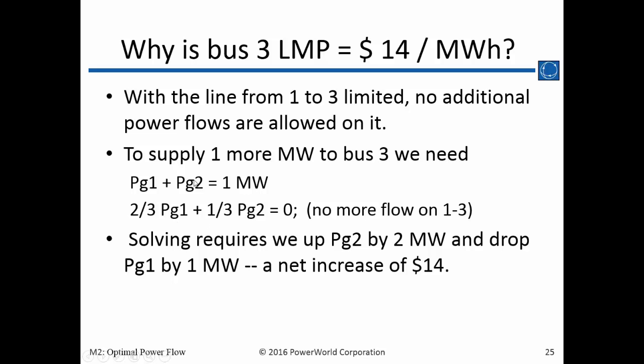So to satisfy these two equations, you end up increasing the output of generator 2 by 2 megawatts and decreasing generator 1 by 1 megawatt. Then both of those equations are satisfied, and the resulting change in cost is the 14.